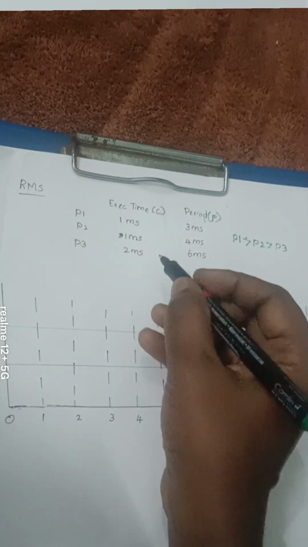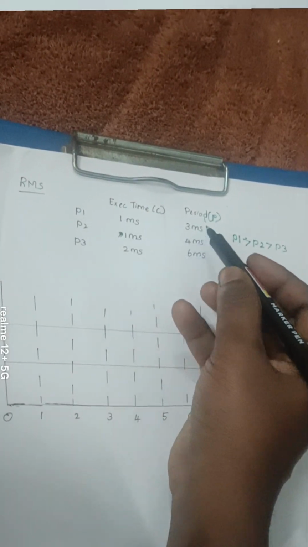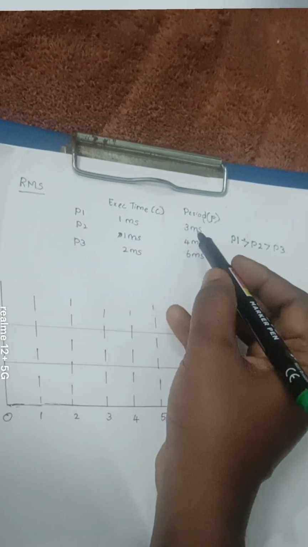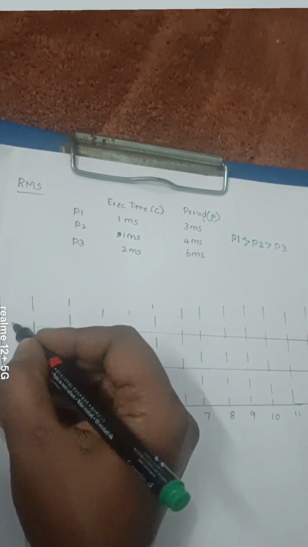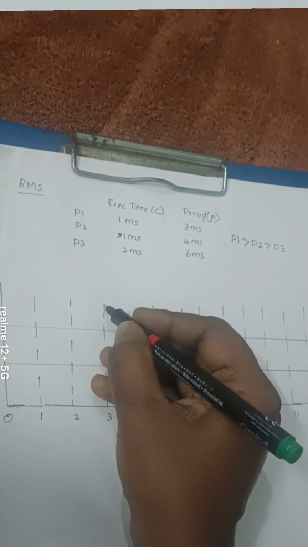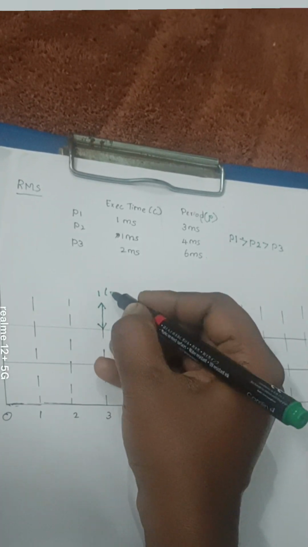Now we are going to draw. First we are going to note the intervals. So here P1 executes for an execution time of 1 millisecond every 3 milliseconds. So if you take this as the P1 lane, it starts at 0, and here we have an interval. That is the first interval, that is 3 milliseconds.